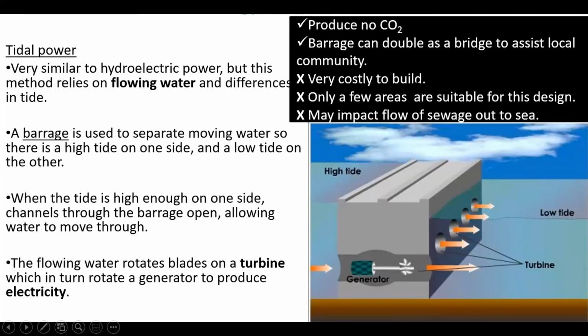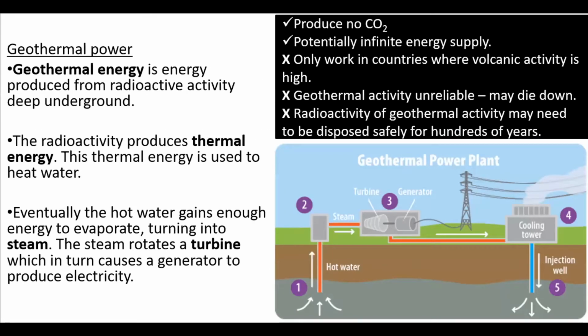Again, very costly to build. You may have heard of the Thames Barrage. Okay, they cost a lot of money to build. Yeah, a few areas are suitable for design. So it depends on the area. May impact flow of sewage out to sea. So lots of infrastructure has to be sorted out around this. So that's a good geography link.